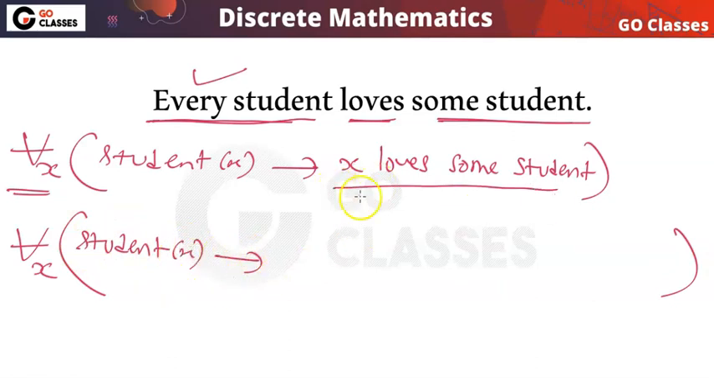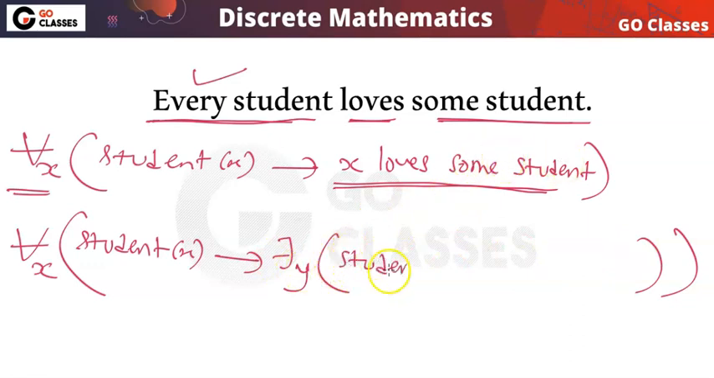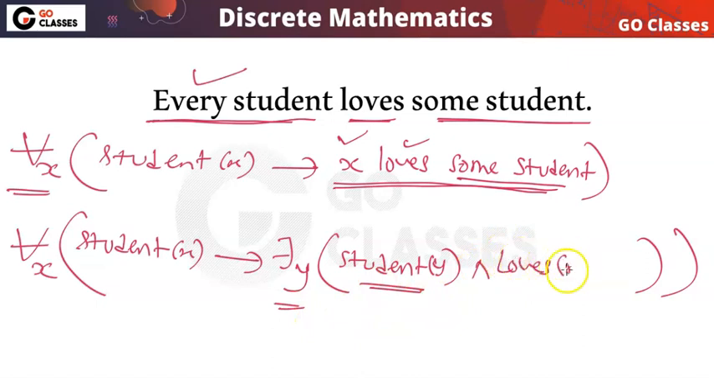So how can we write this? Let's see. X loves some student. It means there exists a Y, some student. There exists a Y such that this Y should be a student, because remember, X loves some student. It means there exists a Y such that Y is a student and X loves Y. Okay, so this is the point.